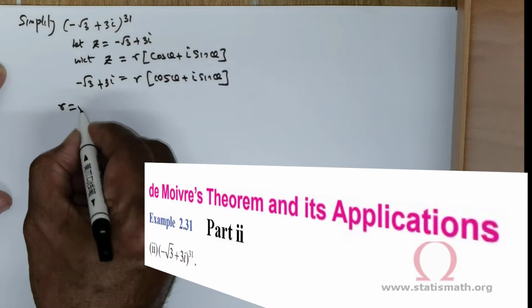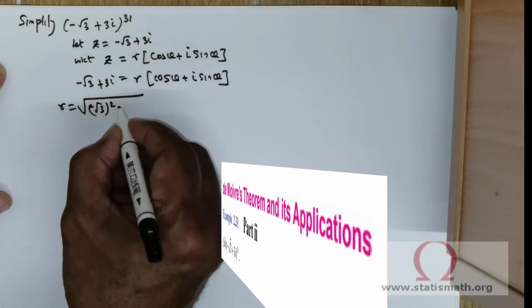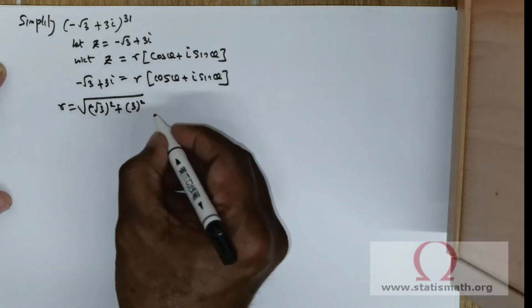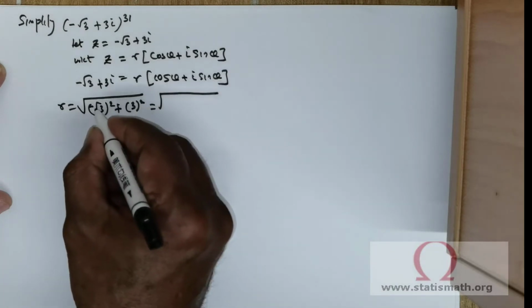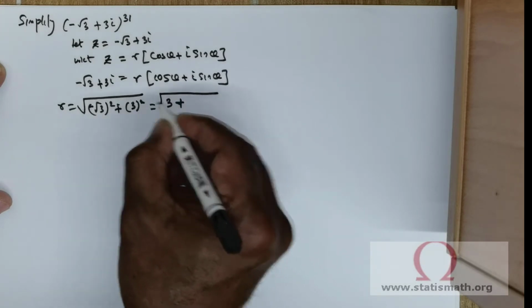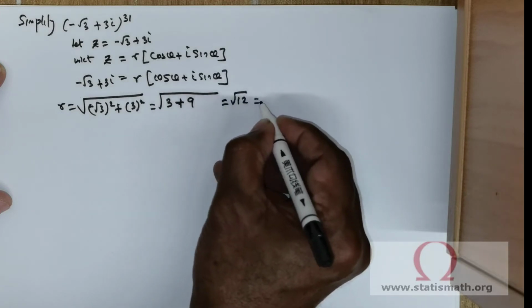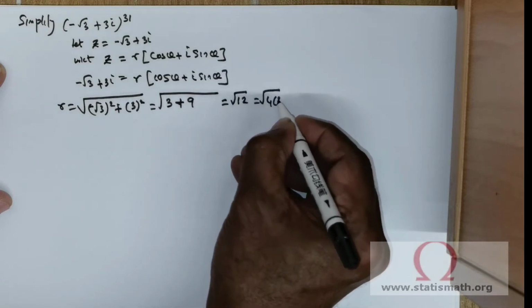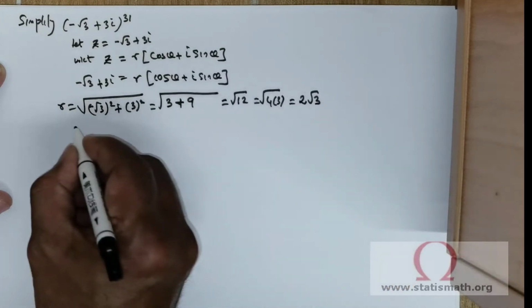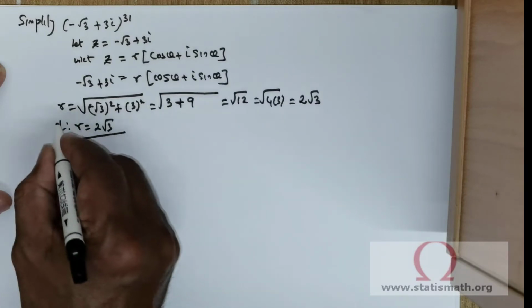Now my r is going to be the root of the square of negative root 3 plus 3 squared. Negative root 3 squared is 3, and 3 squared is 9. This is equal to root of 12, which can be rewritten as root of 4 times 3, which is 2 times root 3. So therefore my r is 2 times root 3.